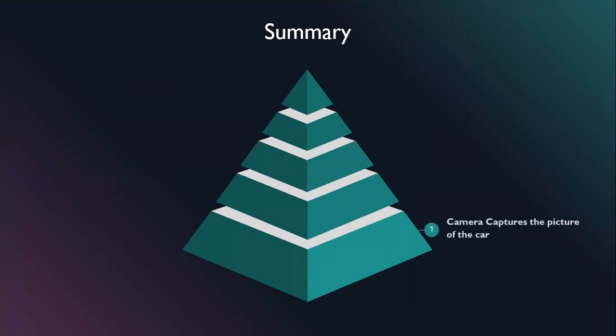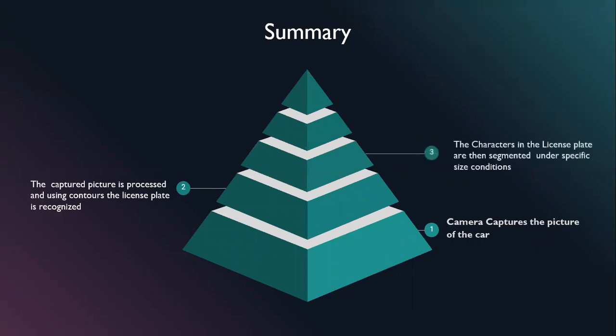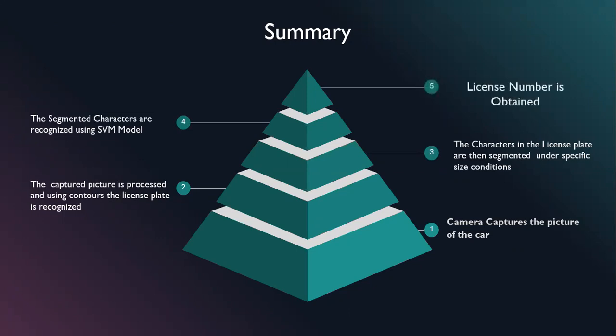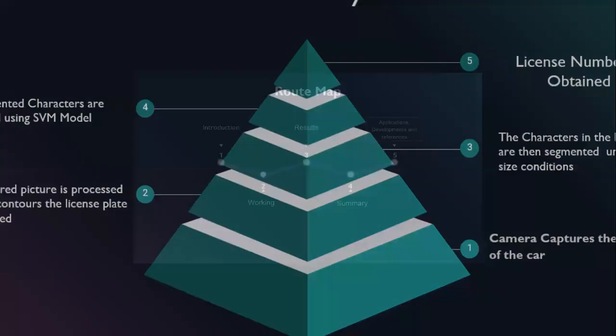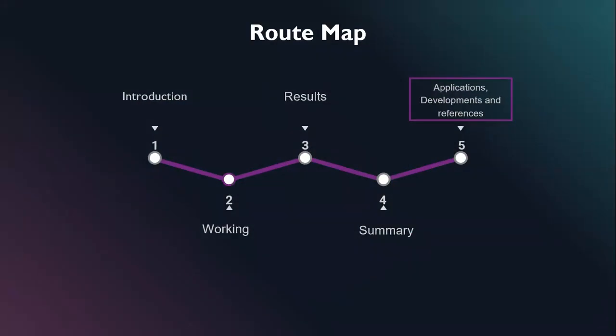So first, the camera captures the picture of the car. Then the captured picture is processed, and using contours, the license plate is recognized. Then the characters in the license plate are segmented under specific size conditions. The segmented characters are recognized using the SVM model, which is the support vector machine model. Then the license number is obtained. So here we come to the last part of the route map: applications, developments, and references used.